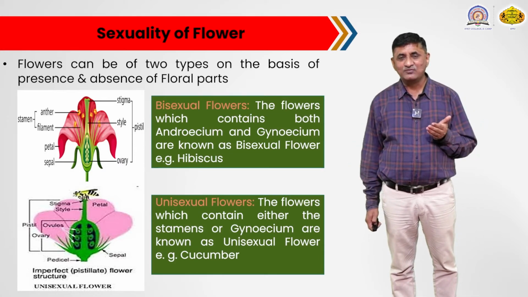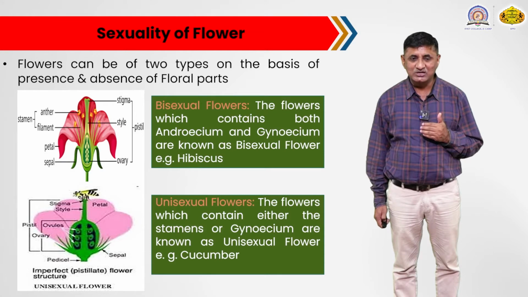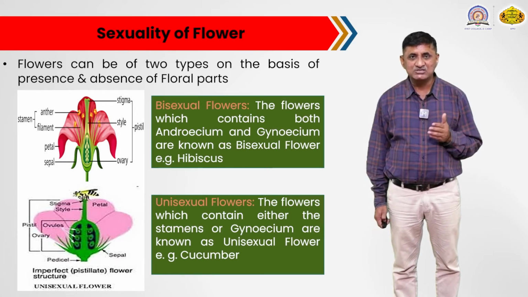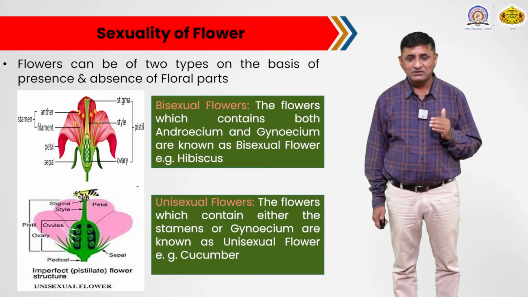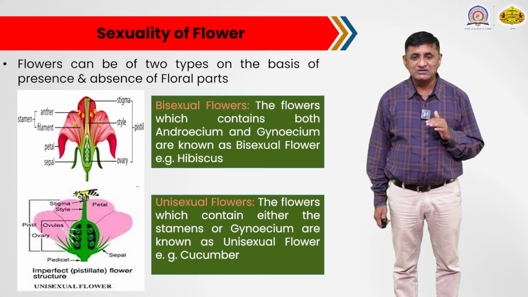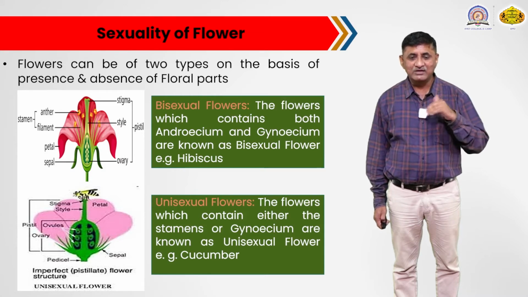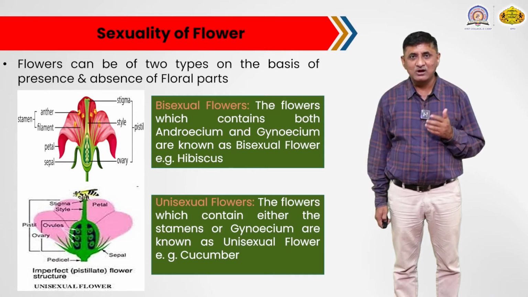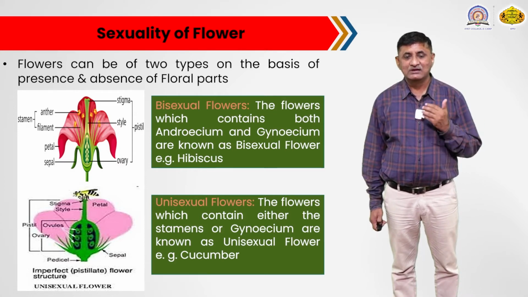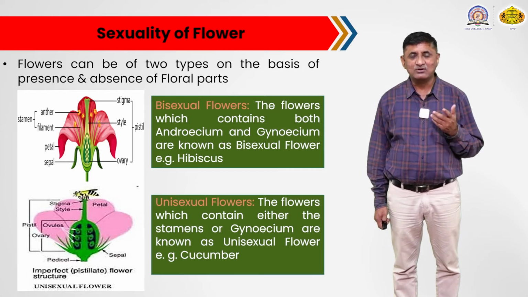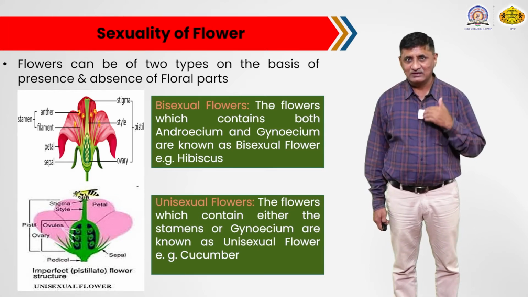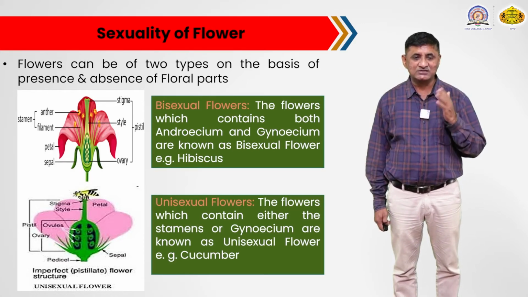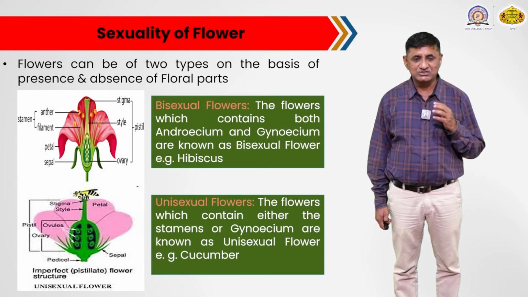Now the other kind of flower on the basis of sexuality can be called a unisexual flower. So what is meant by a unisexual flower? A flower where either the stamen or the gynoecium may be present, and any one of them is absent, may be called a unisexual flower. For example, the flowers of plants of family Cucurbitaceae are unisexual in nature. You can see the image or diagram of a unisexual flower.